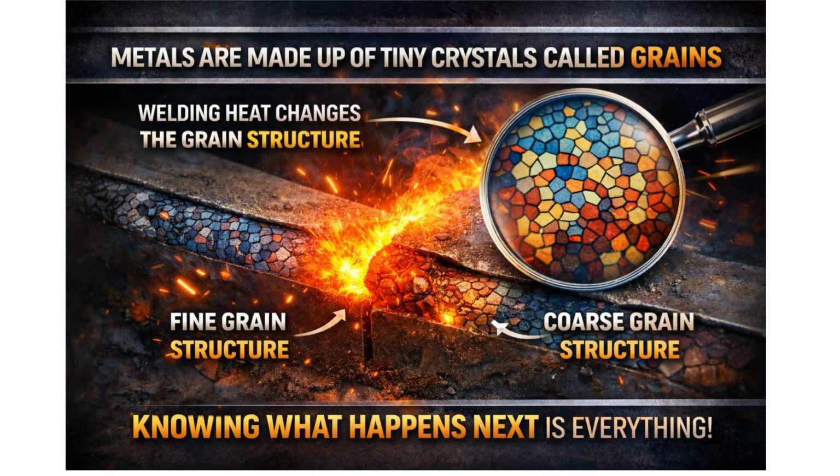Metals are made up of tiny crystals called grains. The size and arrangement of these grains directly affects the metal's strength and toughness. When you heat a metal during welding, you are actually changing this grain structure, and knowing what happens next is everything.